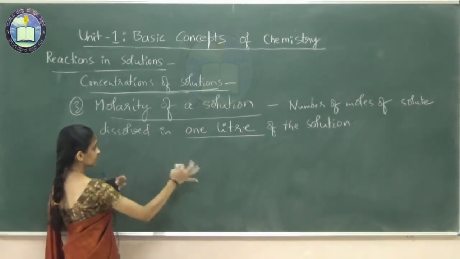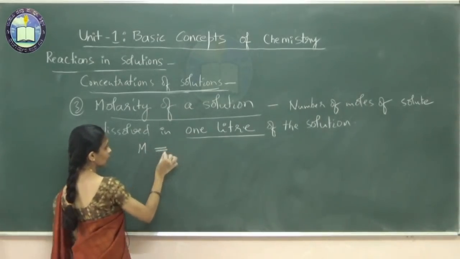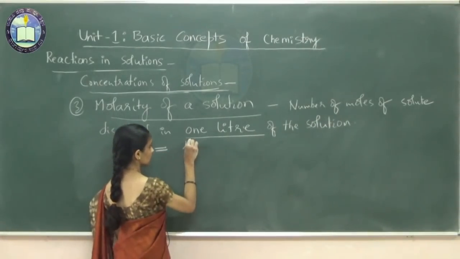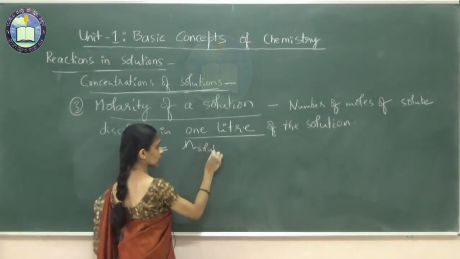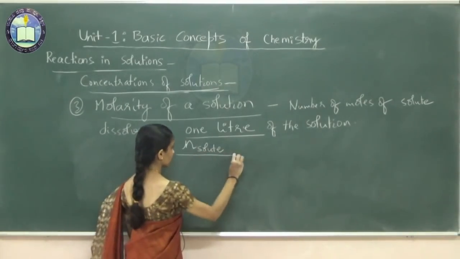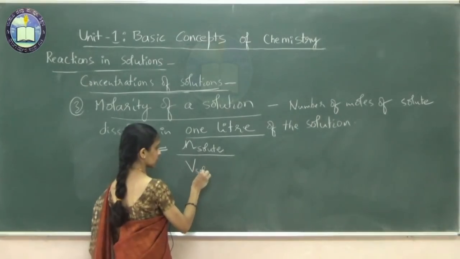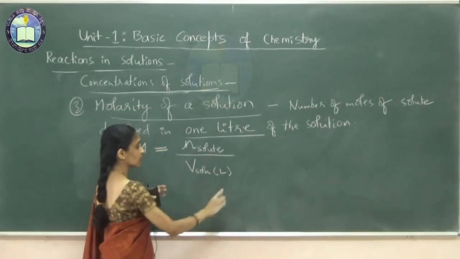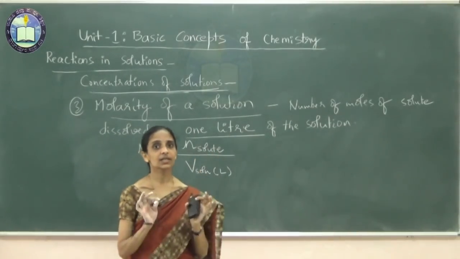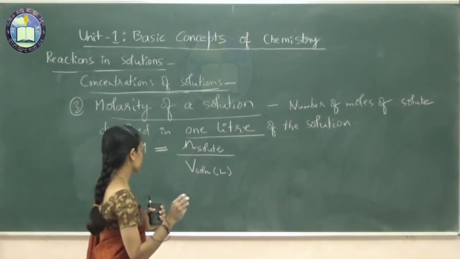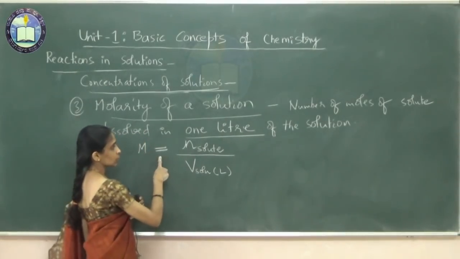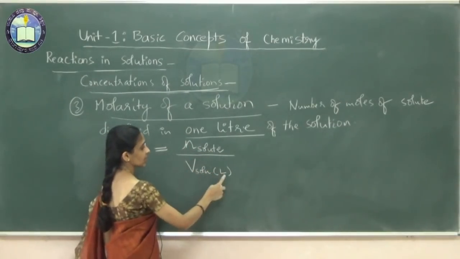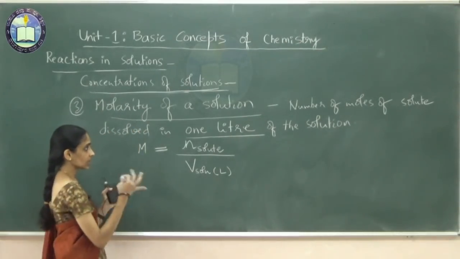Let me formulate this. The symbol for molarity is capital M. This is equal to number of moles of solute divided by volume of solution, of course in liters. Remember, the volume must be taken in liters, in no other unit. So, molarity is equal to moles of solute by volume of solution in liter. Let us work out a problem.